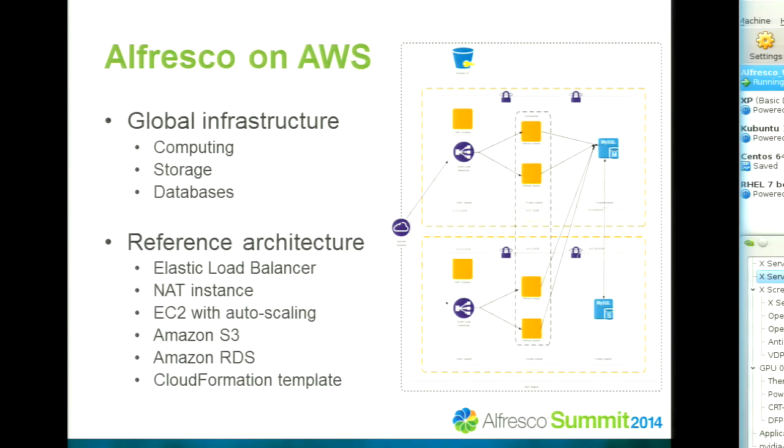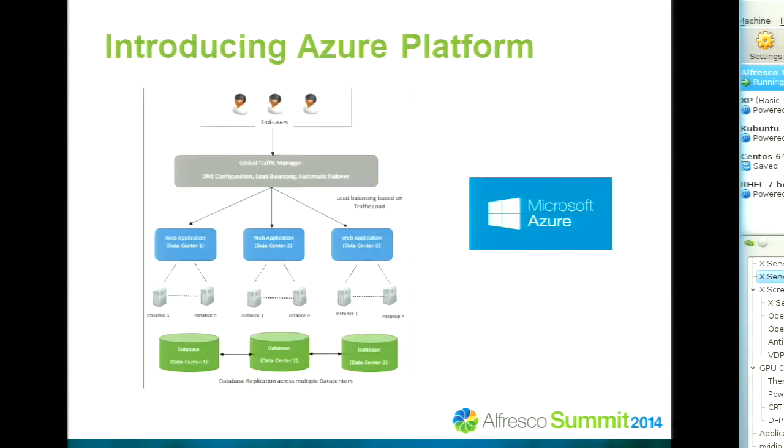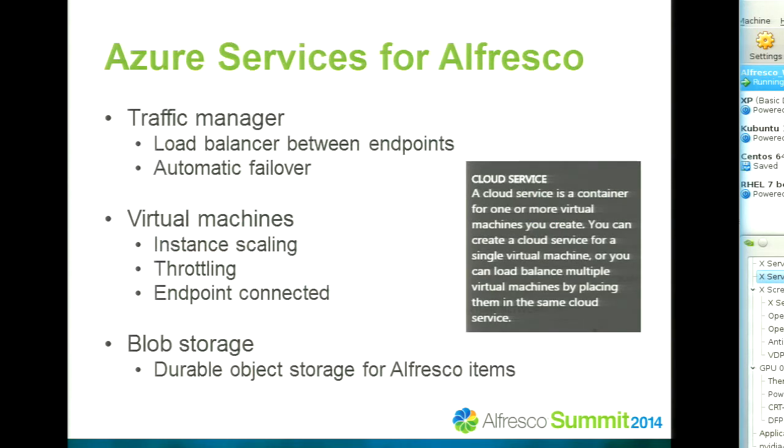So here's what Alfresco has today on AWS, leveraging their global infrastructure and a reference architecture that covers a number of different elements. Azure from Microsoft is quite similar to AWS, and I just show here that it has been renamed to Microsoft Azure recently, and basically this is the three-tier architecture, if you think of the front end, middle end, and the database layer.